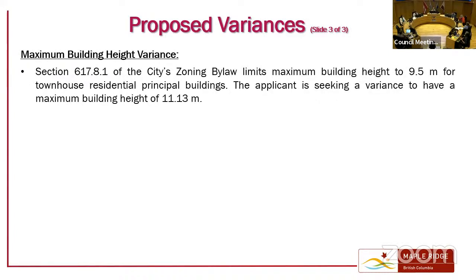In terms of the building height, there's also a variance. The city's zoning bylaw limits the maximum building height to 9.5 meters for townhouse residential principal buildings, and the applicant is seeking a variance to have a maximum building height of 11.13 meters.